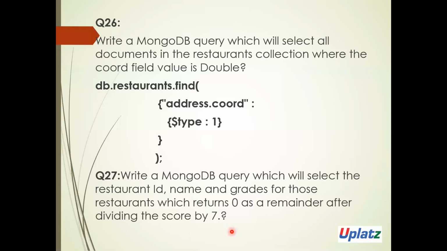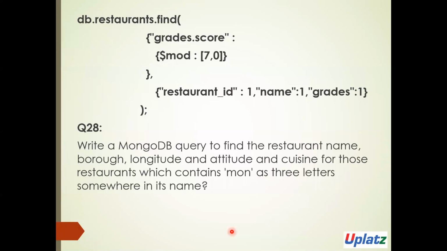So after dividing by 7, it should give 0. I need everything for that. So this is like a modulo operation. The mod operator is directly available in MongoDB, so we can use that. This is my quotient, and the first field should be my quotient and the second field should be my remainder.